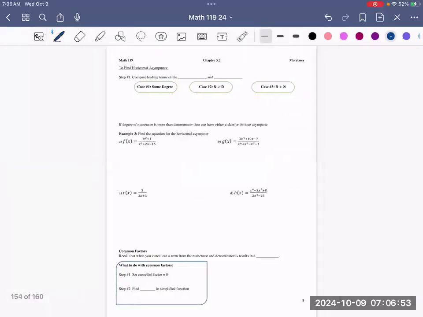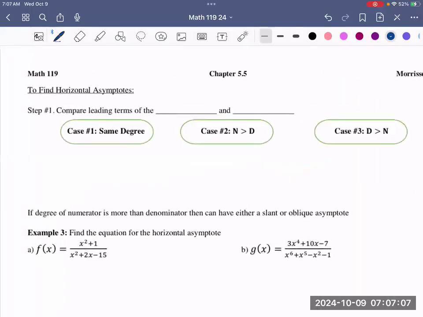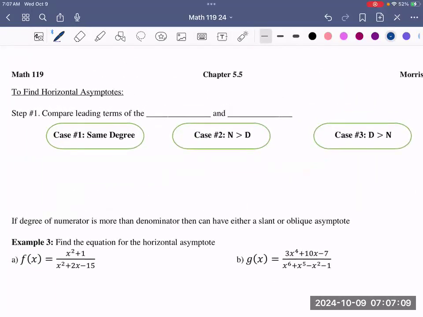So let's take a look. If that is your vertical asymptotes, looking all over your denominator, your horizontal is just a little different. Now for your horizontal asymptotes, we're looking at your leading term. So you're going to compare the leading term of the numerator and denominator.